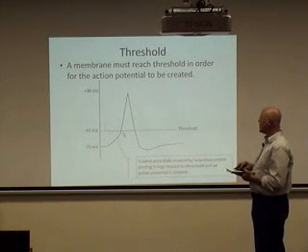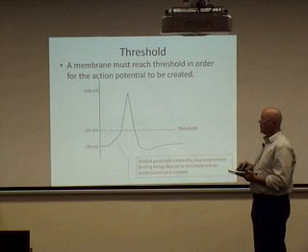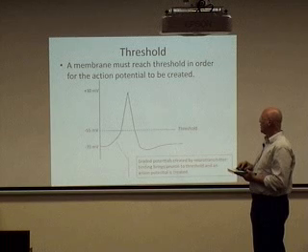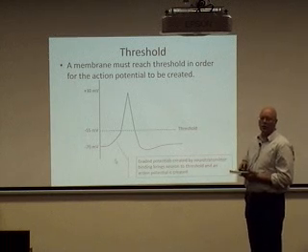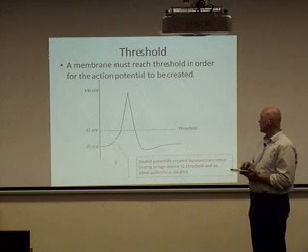What brings a neuron from rest up to a threshold voltage are graded potentials. And graded potentials are very small changes in electrical voltage that are caused by neurotransmitters binding to the neurotransmitter receptors on the dendrites and the cell body of a neuron.